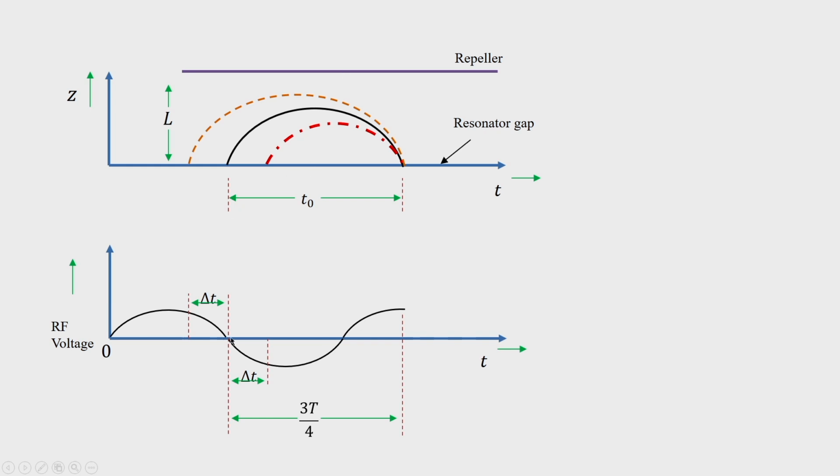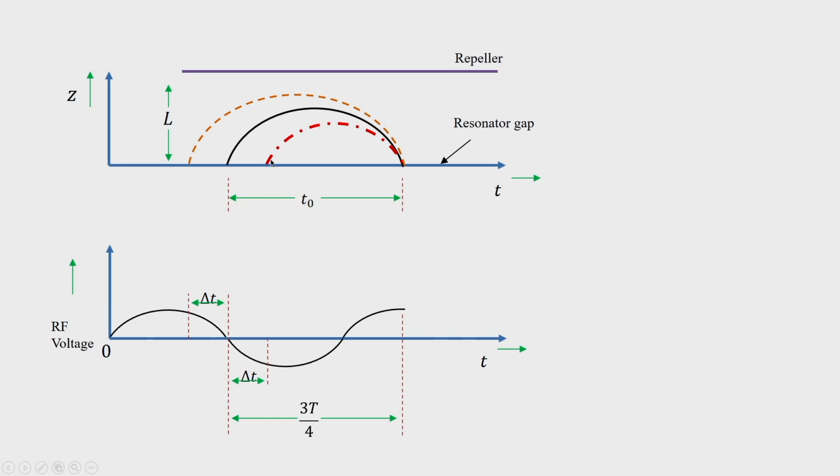Similarly, an electron which entered the cavity when the AC voltage is 0, its velocity remains unchanged and it travels a lesser distance and comes back to the cavity again.